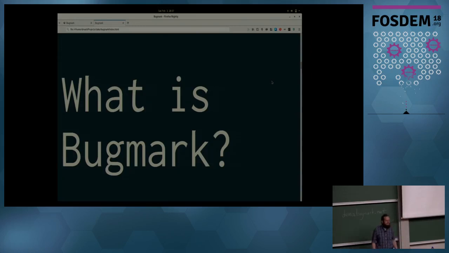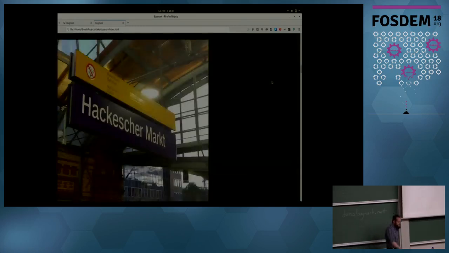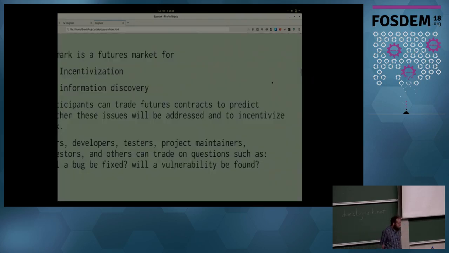All right, so what is Bugmark? This is the station that I stayed close to in Berlin. It's actually a station called Hackischer Markt, which means Hacks Market. Hacker is the proper name. But Bugmark is a futures market that trades on bugs in a bug tracker.